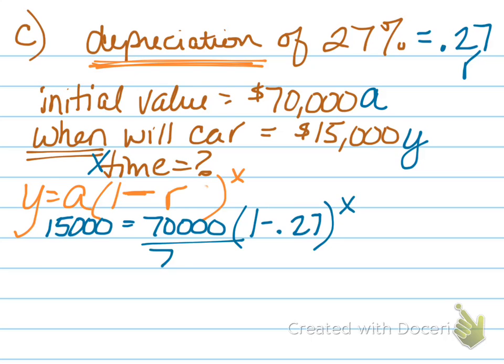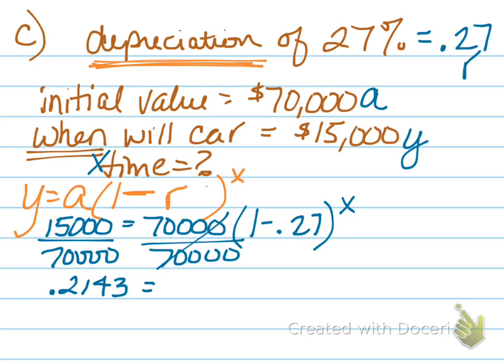So starting out the same way, dividing by 70,000 gives me 0.2143. And like I said, the more decimal places you can keep, the more accurate your answers will be. So now I'm going to calculate 1 minus 0.27, that is 0.73 to the x power. I can't calculate this the way it looks right now without guess and check, and we've moved beyond that because we have the definition of logs. So I can change this to the log form.